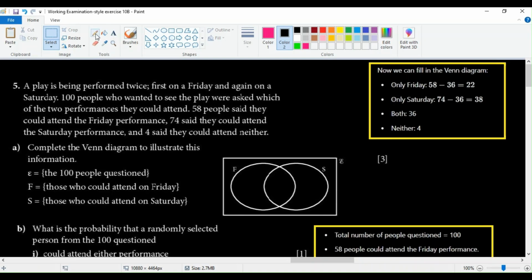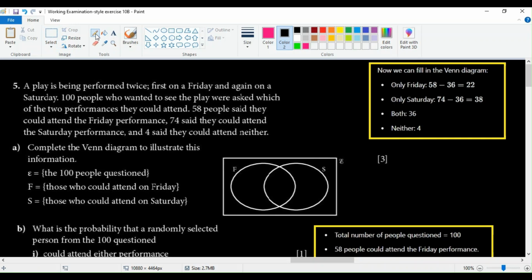When it comes to question number 5, it says a play is being performed twice, first on Friday and again on Saturday. 100 people who wanted to see the play were asked which of the two performances they could attend. 58 people said they could attend the Friday performance, 74 said they could attend the Saturday performance, and 4 said they could not attend either.